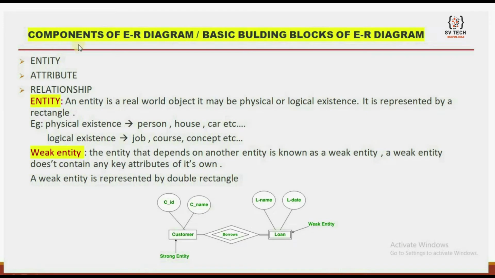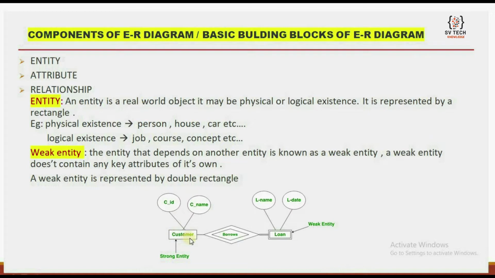Here, first we are going to discuss some basic components of ER diagram, also called the basic building blocks of ER diagram: entity, attribute and relationship. Entity. Entity is a real world object. It may be physical or logical existence. It is represented by a rectangle.